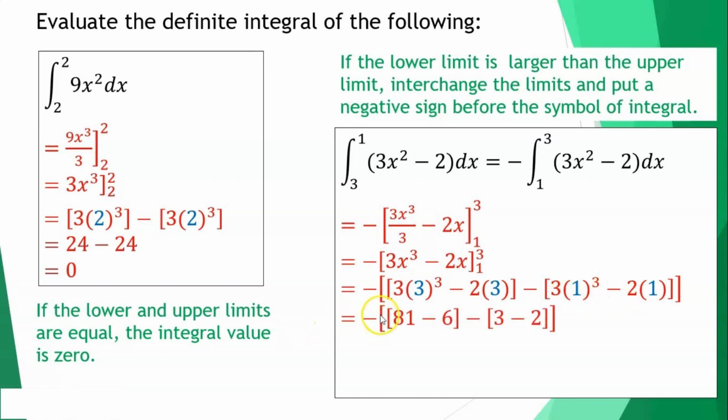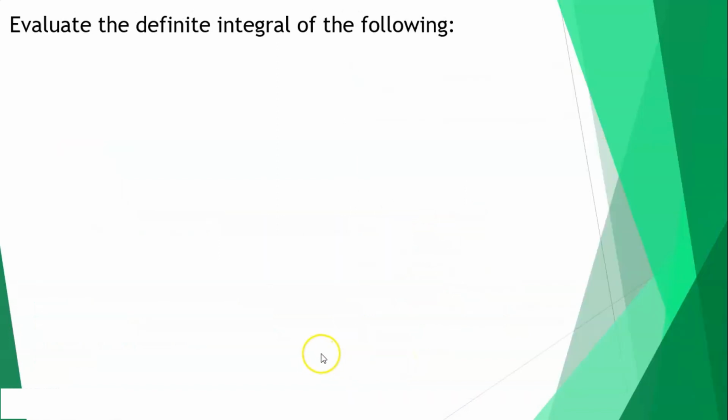Take note of this. So 3 cubed, that's 27, times 3, that's 81. 2 times 3, that's 6. At this point, 1 cubed times 3, that's 3. Then 2 times 1, it's 2. Simplifying further, 81 minus 6 is 75. Then 3 minus 2, it's 1. So 75 minus 1 and negative outside. So the result here is negative 74. Take note of this.